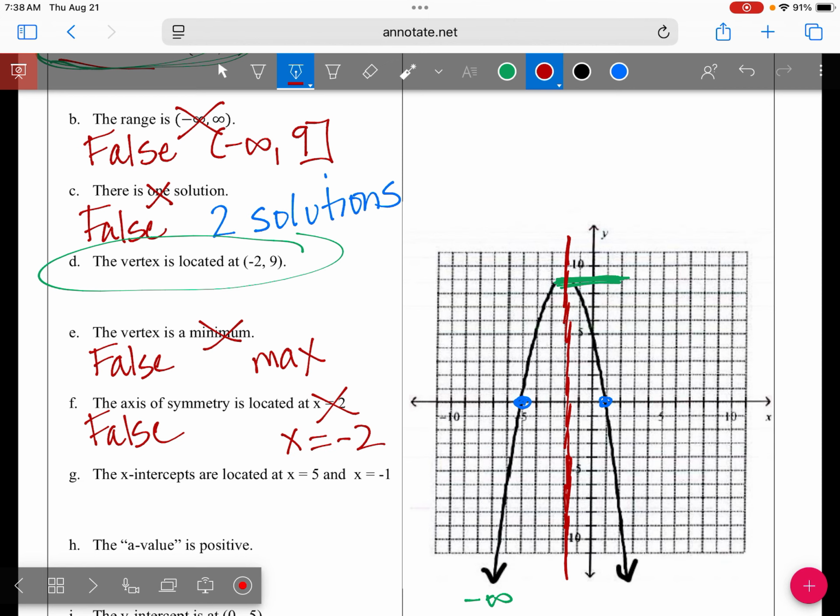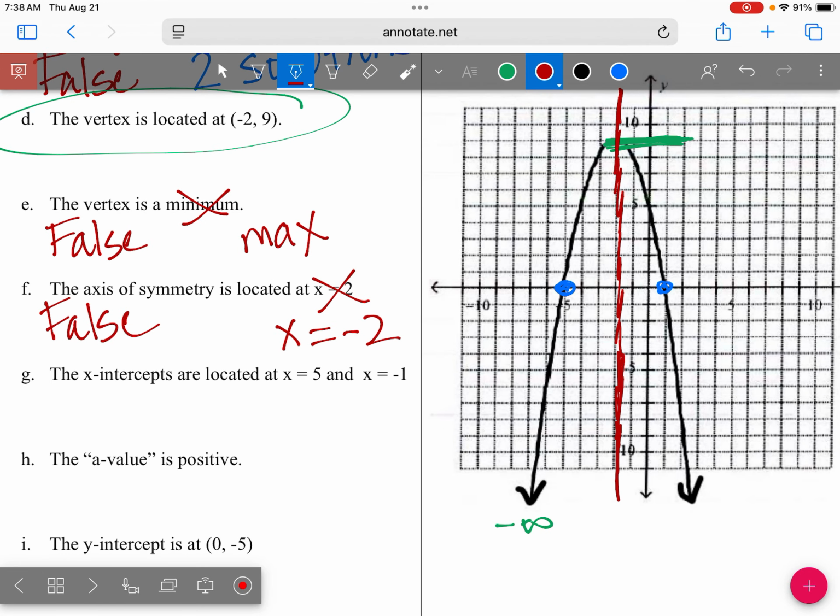The x-intercepts are located at -5 and -1. Wait, sorry. Are located at +5 and -1. Who says that's true? Who says it's false? It is. They have the signs flipped. So what it should say was -5 and +1.